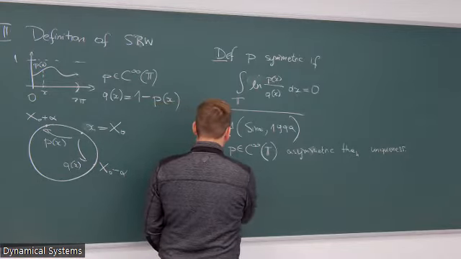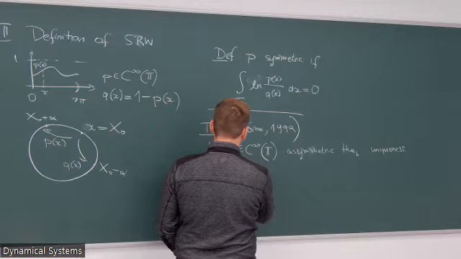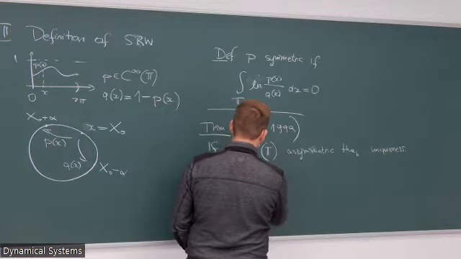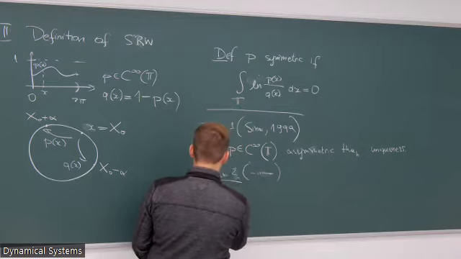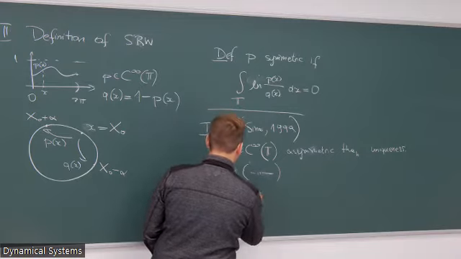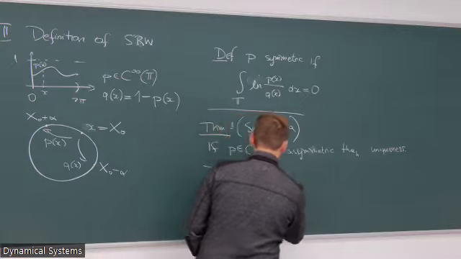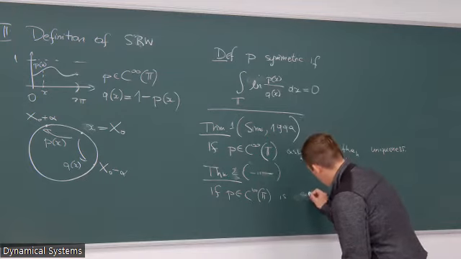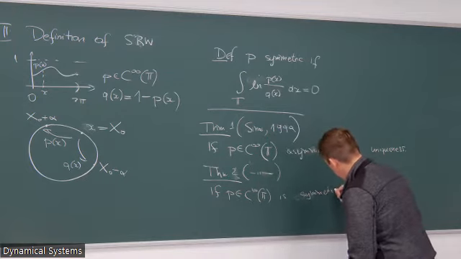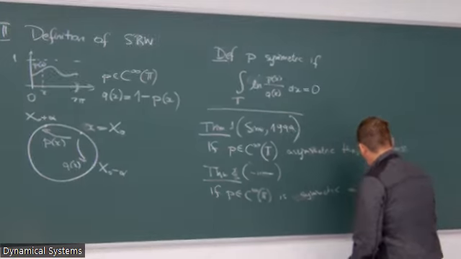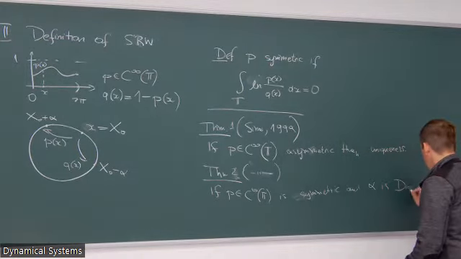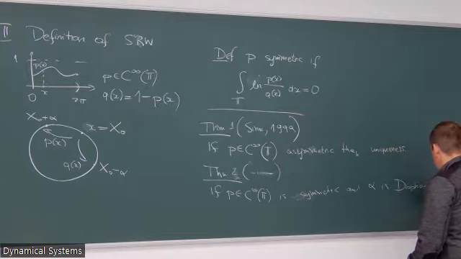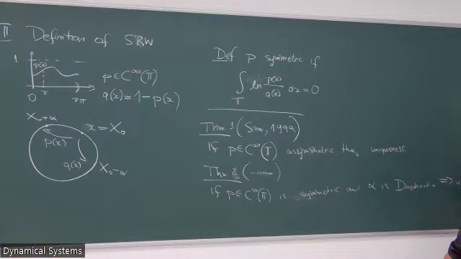You also prove in the same paper, yeah. You prove that if P smooth is symmetric, and alpha is Diophantine, then you get uniqueness of the stationary distribution.